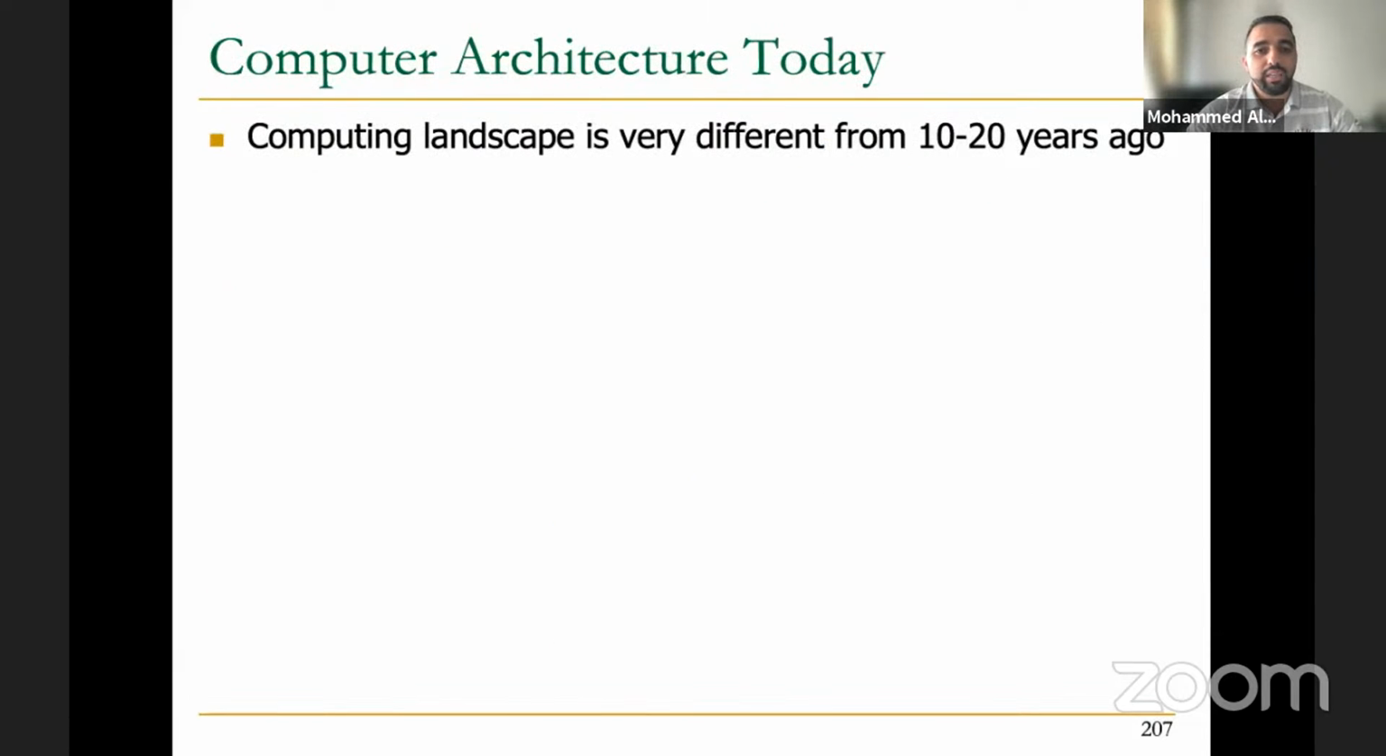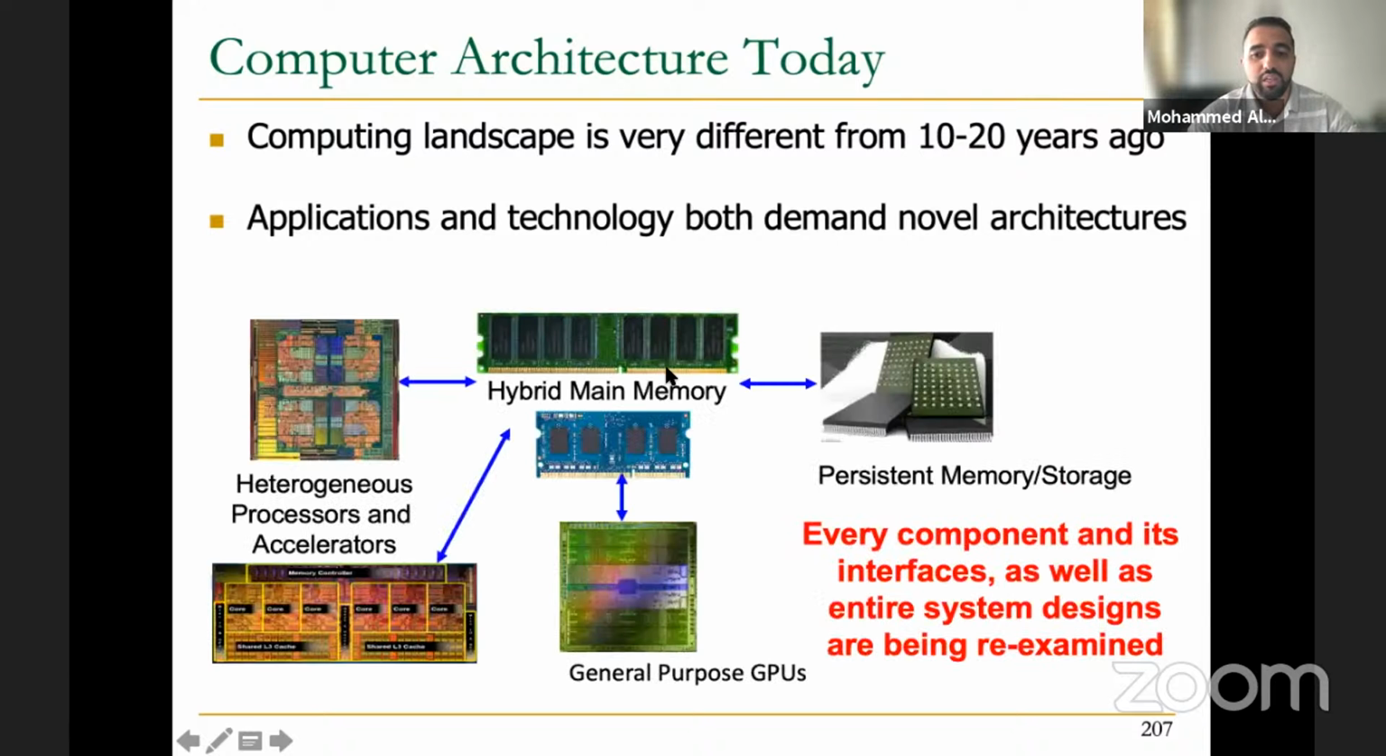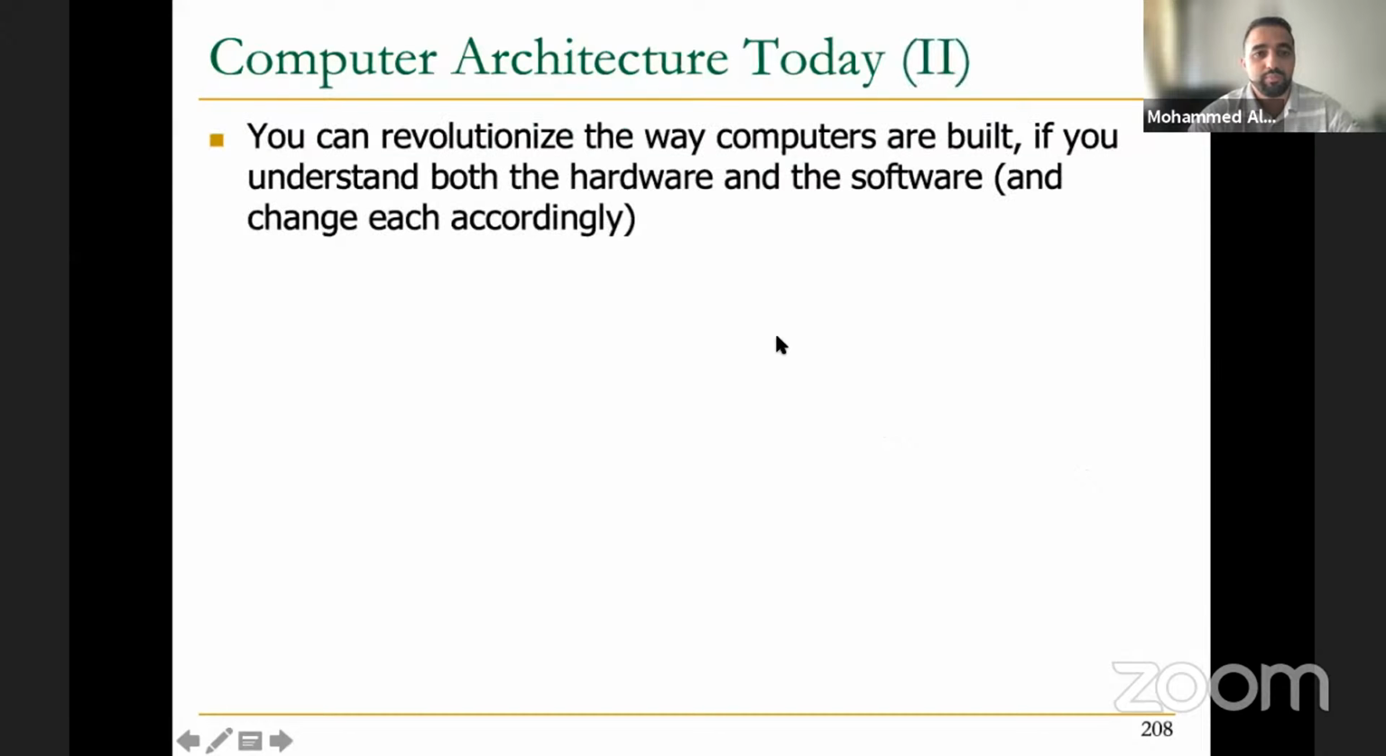The computing landscape today is very different from what we had 10 to 20 years ago. These days we have more capabilities, more architectures that support processing in memory, as Juan explained, and many of these examples are from real companies, from real startups. The applications and technology both demand novel architectures. Every component and its interface, as well as the entire system design, are already being re-examined for different applications.